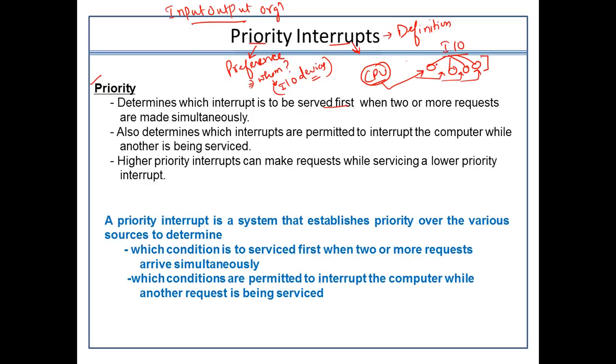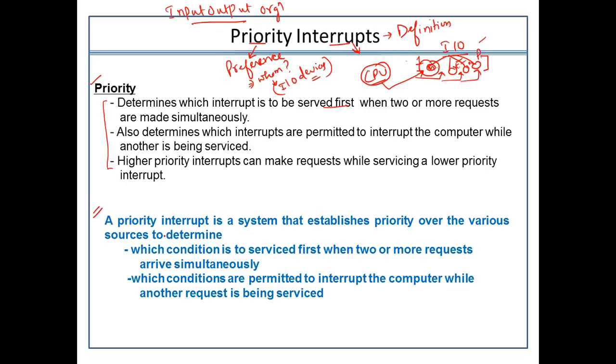Suppose a magnetic disk, keyboard, mouse or printer want to access the processor at the same point of time. Then we use a mechanism in which we prioritize them. Like the magnetic disk would have more priority than the keyboard or the printer or any other device. The device with the highest priority, as assigned by the manufacturer, will be served first over the lower priority devices. This is exactly the meaning of the term.